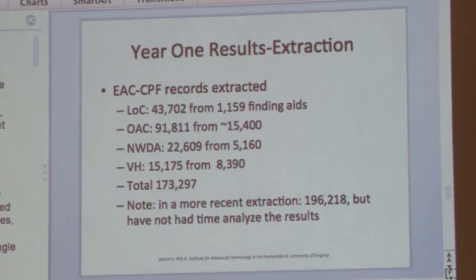Okay, so quickly, the year one extraction. This is a little bit out of date because I put these slides together a few months ago and we've done a bit more processing. But in essence, we've extracted close to 200,000 names from the 30,000 finding aids, and then winnowed those down to about 100 and, well, we'll see when I show you the prototype. I can't remember the exact number.